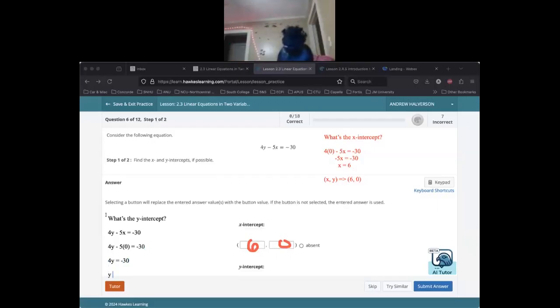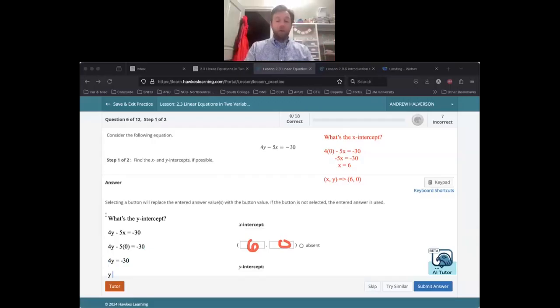So we divide both sides by positive 4. So negative 30 divided by 4 gives me negative 15 over 2 or 7.5, something like that. But we would say negative 15 over 2. So the xy ordered pair would be what? It's a y-intercept, so the x was 0, and the y value of the y-intercept is negative 15 over 2.